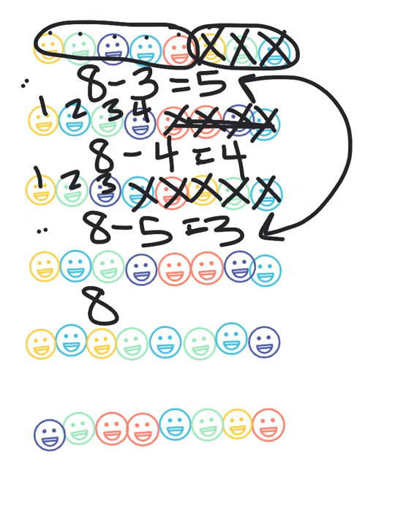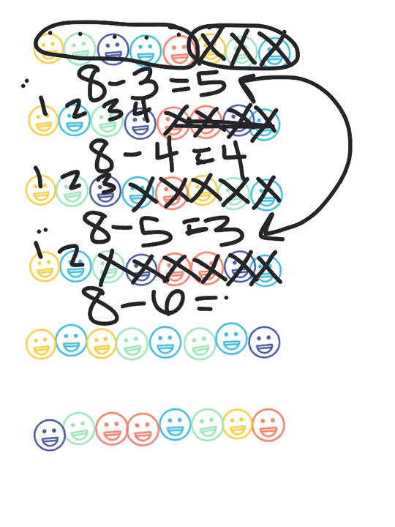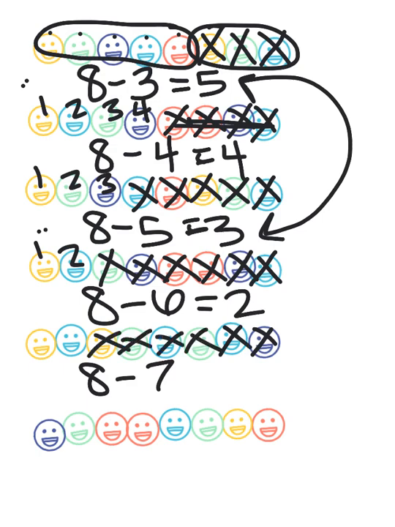We've got 8. We took away 5 last time, so let's take away 6. 1, 2, 3, 4, 5, 6. So 8 minus 6 equals just 2 left. We're getting closer. We're almost done. All right, we're going to start with 8 again. This time, let's take away 7. 1, 2, 3, 4, 5, 6, 7. And we've just got our 1 left. So 8 minus 7 is equal to 1.